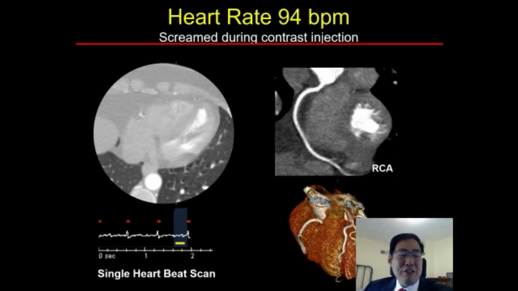So this was a single heartbeat scan, and there's a little bit of motion artifact despite the heart rate of 94. But again, I can exclude coronary artery disease very confidently in this patient.